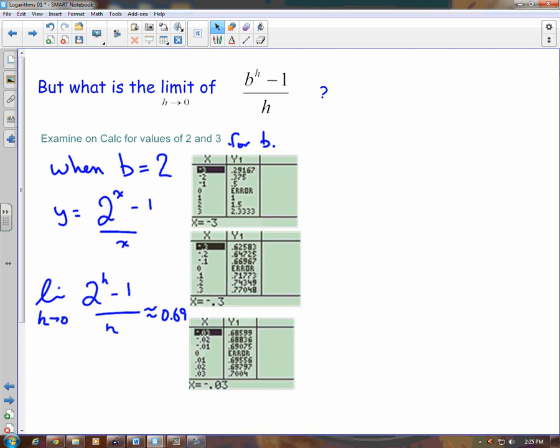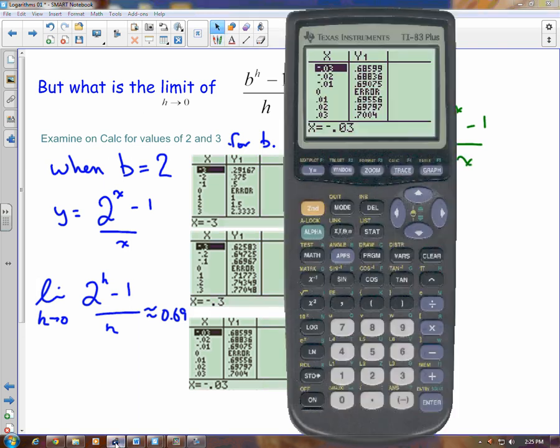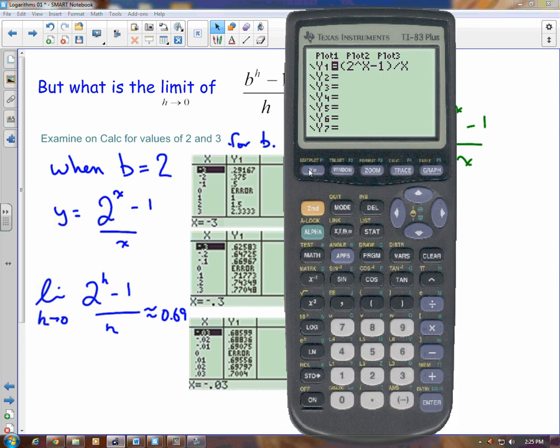Okay, so that's b is equal to 2. What if b is equal to 3? Let's use a different color now. So if b is equal to 3, y is equal to 3 to the power of x minus 1 over x. Okay, let's just quickly walk through. Y is equal to 3 to the power of x. So we're looking at these just a couple of different exponential functions, right? 2 to the power of x. And now 3 to the power of x.